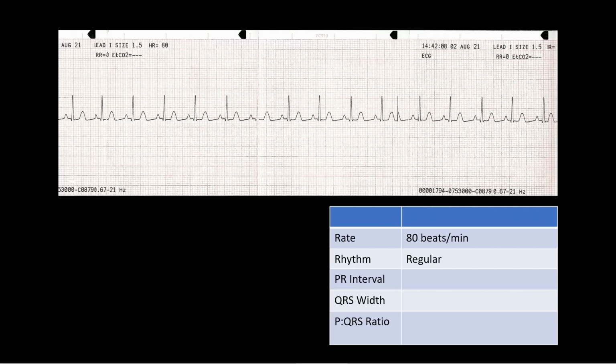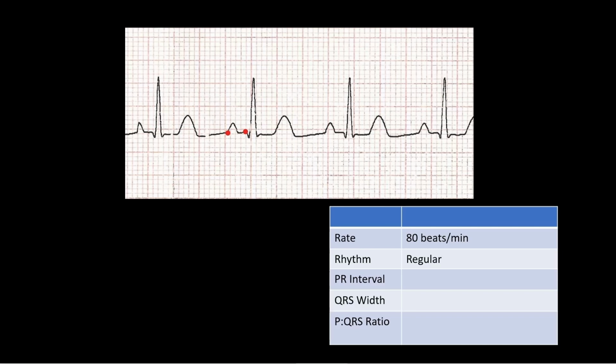Now we need to start looking at the PR interval. And to get a little bit better on this, we're going to zoom in. So we have from the start of the P wave to the start of the QRS complex. Looks to me to be about 4 little bitty boxes. Well, if we know each one of those little bitty boxes is 0.04, if there's 4 of them, that would be 0.16 seconds. Now we know 0.16 seconds is the PR interval, and is that normal? Yes, because it's less than 0.2 seconds.